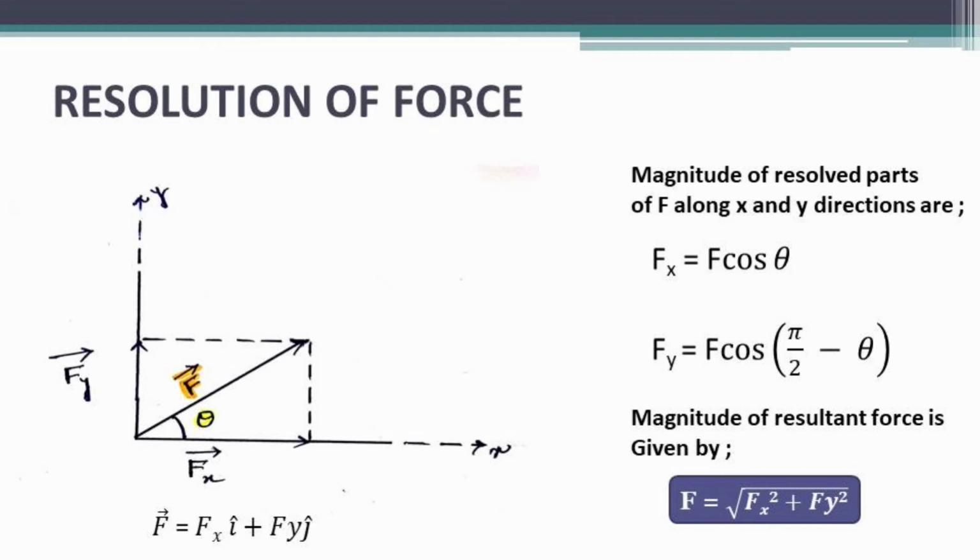But when we look at the resolution of force in the y direction, that is F sin theta, we can write it as F cos(90 minus theta) also. Simple trigonometry. That means Fx, the resolution of force in the x direction, is F cos theta, and the resolution of this force in the y direction is F cos(90 minus theta), which is equivalent to F sin theta.